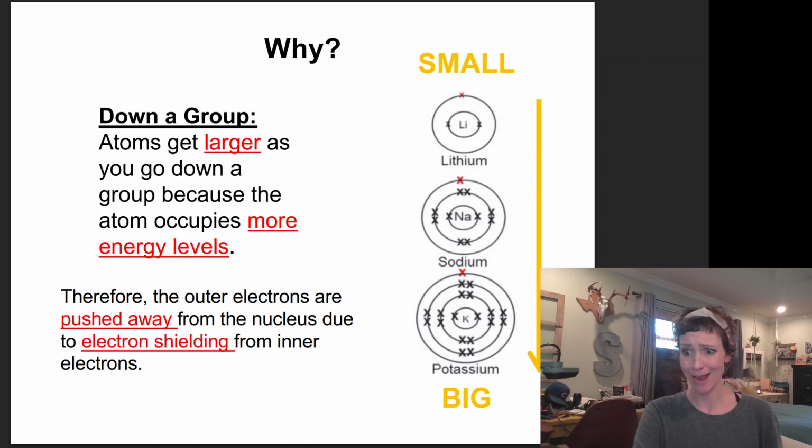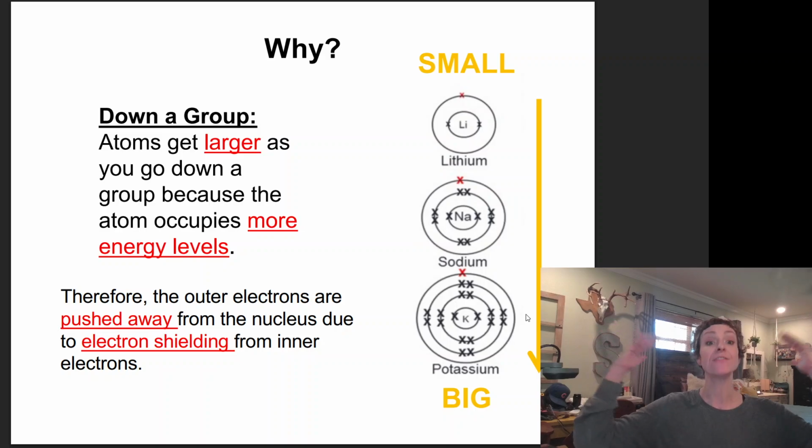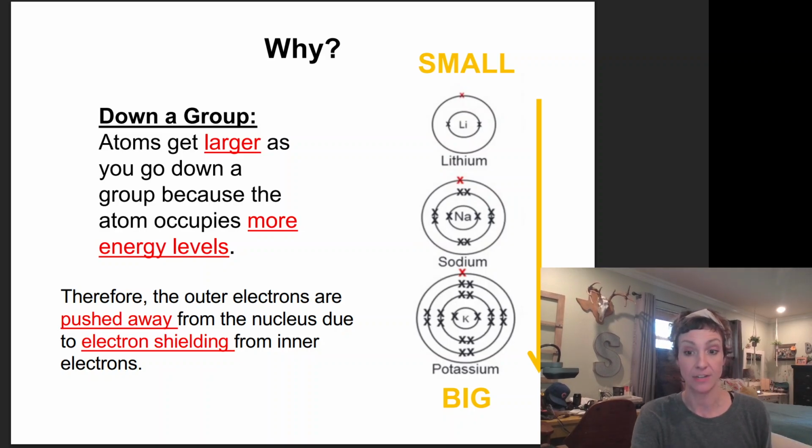All right, let's talk about why atomic radius increases going down a group. Why? Well, as I go down a group, atoms get larger because the atom will occupy more energy levels. We talked about this last lesson. If I drop down a group, I'm adding a new energy level that's going to create a different valence. As a result of adding more energy levels, those outer electrons are going to be pushed away from the nucleus due to something called electron shielding from the inner electrons.